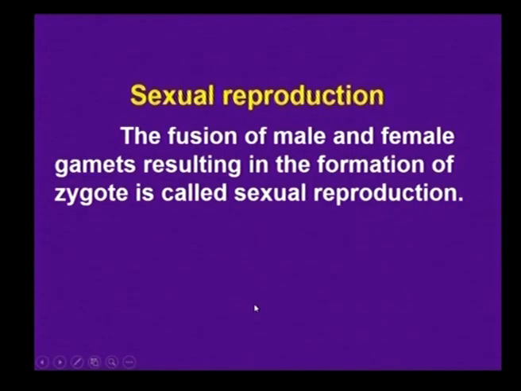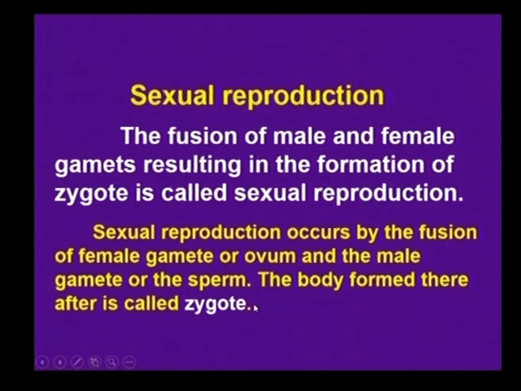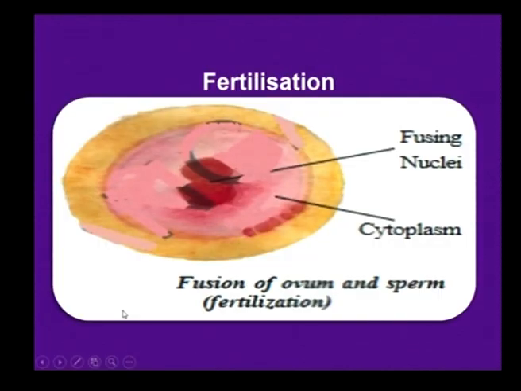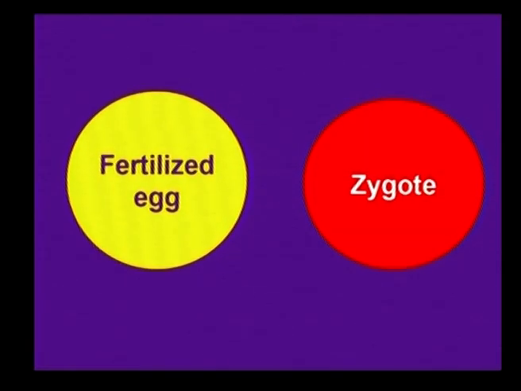The fusion of male and female gametes resulting in the formation of zygote is called sexual reproduction. Sexual reproduction occurs by the fusion of female gamete or ovum and the male gamete or the sperm. The body formed thereafter is called zygote. Fusion of ovum and sperm is called fertilization. The fertilized egg is called zygote.